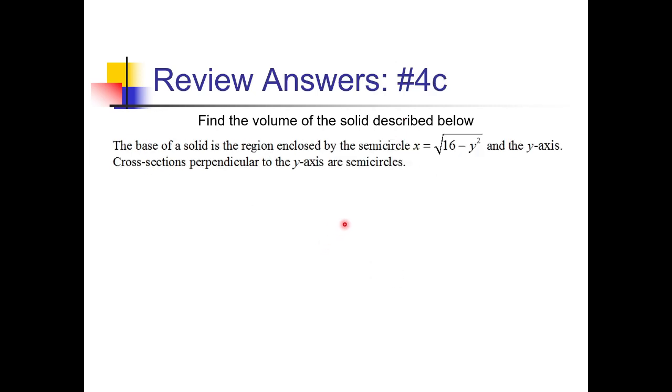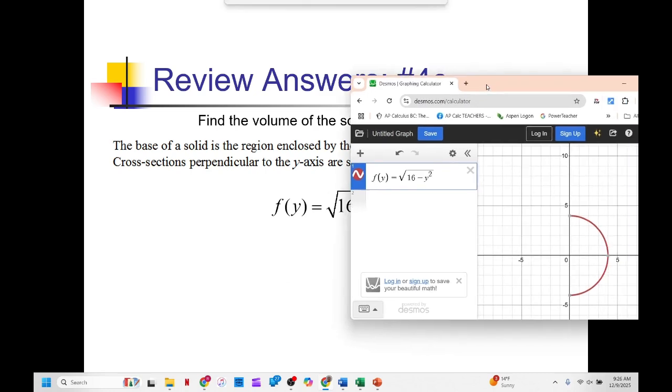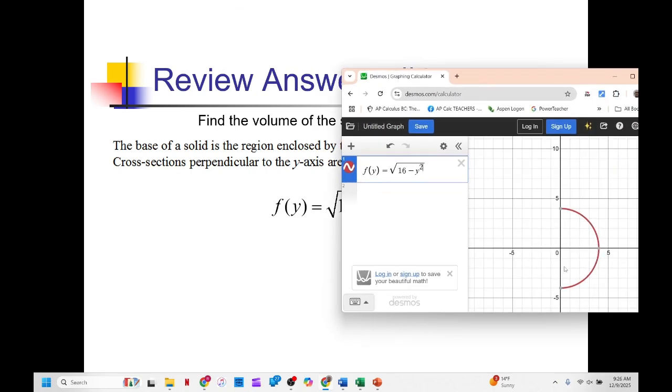On this one, we want the volume of a solid whose base is the region enclosed by this semicircle and the y-axis. Cross-sections perpendicular to the y-axis are semicircles. Let's define f of y as square root of 16 minus y squared, just so I can use it. Let me graph that on Desmos and see what the deal is. That's what we're looking at. So we have some semicircles growing out of this thing in a bottom to top sort of fashion.